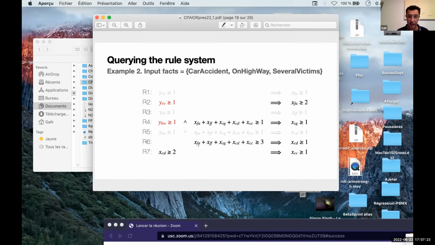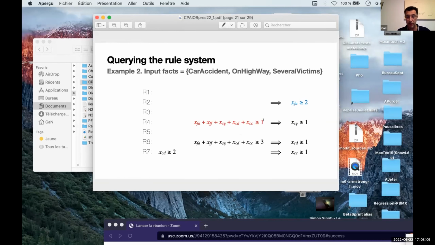So I give now a second example in which input facts are a car accident located on a highway and with which there are several victims. In that case, rule 2 applies because there are several victims. So we know that we need at least 2 first aid missions. And also we know that because we're on a highway, if we have already some missions planned, then we'll need to add some more signaling. So first, we derive the fact that first aid missions must be of cardinality 2. And then because this is of cardinality 2, the total sum of missions will be greater than 1.